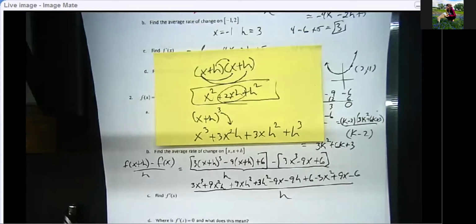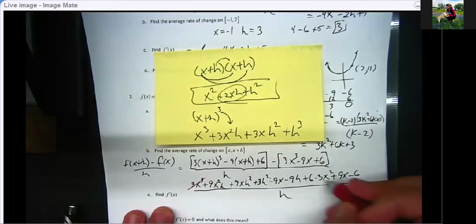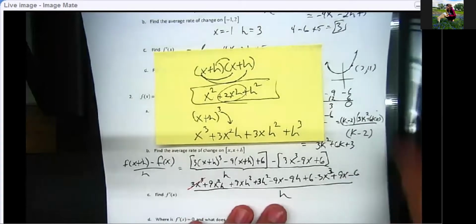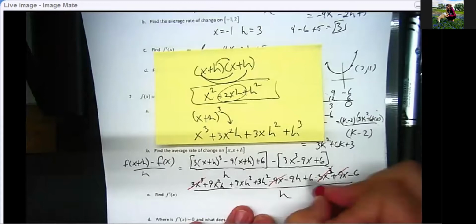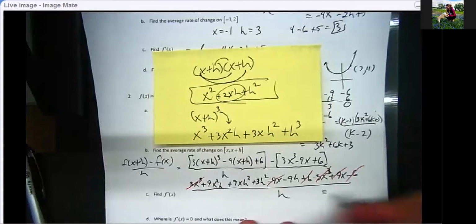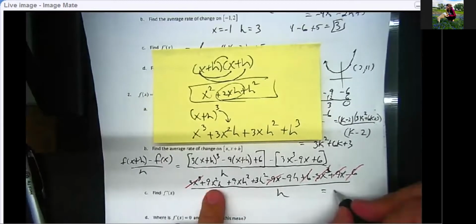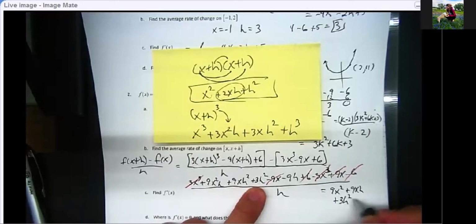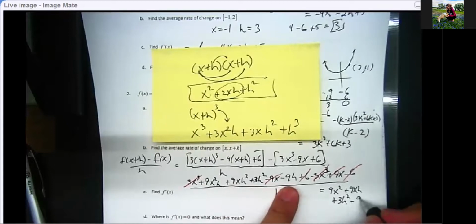Here's the good stuff. What happened? 3x cubed gone. Where'd I go? Oh, it's right here. I just wrote it out poorly. 3x cubed's gone. 9x is gone. 6 is gone. Everybody else has an h, right? So what happens if I pull that h out of there? I'd have 9x squared, don't I? What else do I have right here? Keep in mind, we're pulling one of the h's out because we're going to cancel this h right here. What's left? That's 9xh plus 3h squared minus 9.